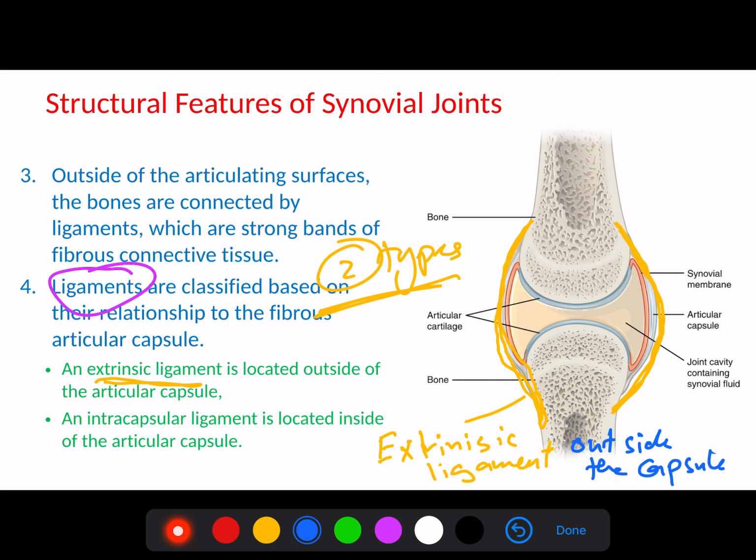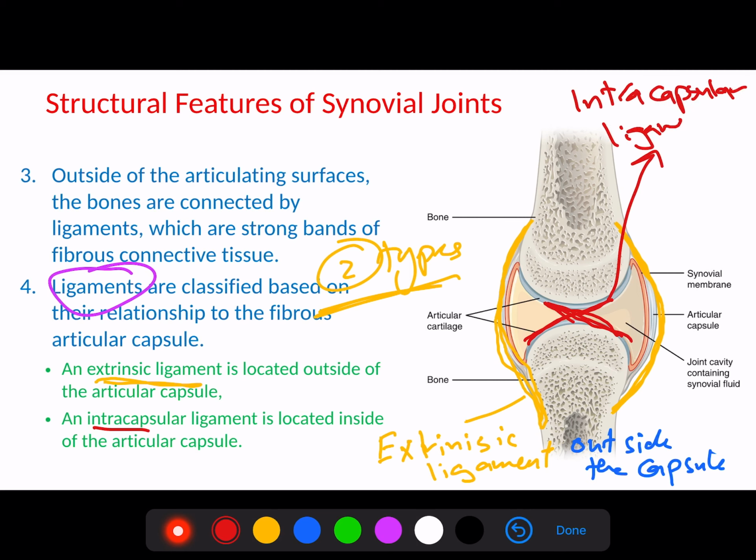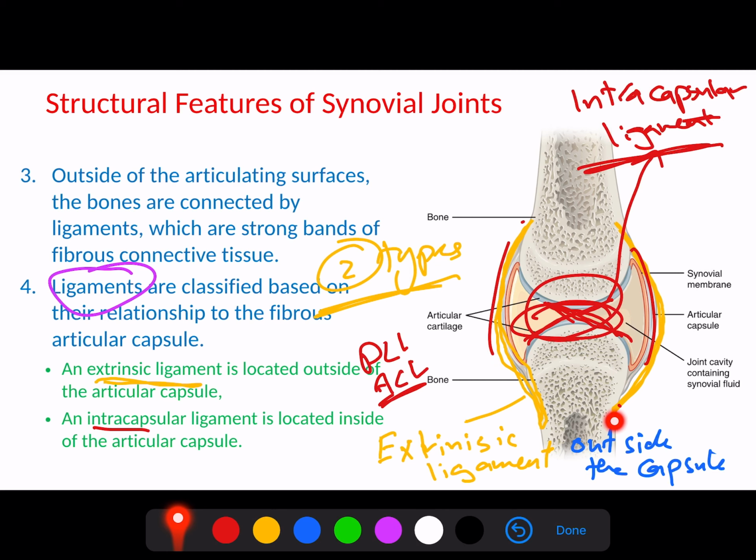Then there is another type, which is the intracapsular ligament. These are the ones inside the capsule, meaning that they are within the cavity. You can think of the PCL and ACL in the knee, which we are going to see. But for now, just understand that there are two types of ligaments. One is outside, the other one is inside. So these are the features of the synovial joint. We said there is a cavity, a capsule, a synovial membrane, articular cartilage, and then the two types of ligaments.